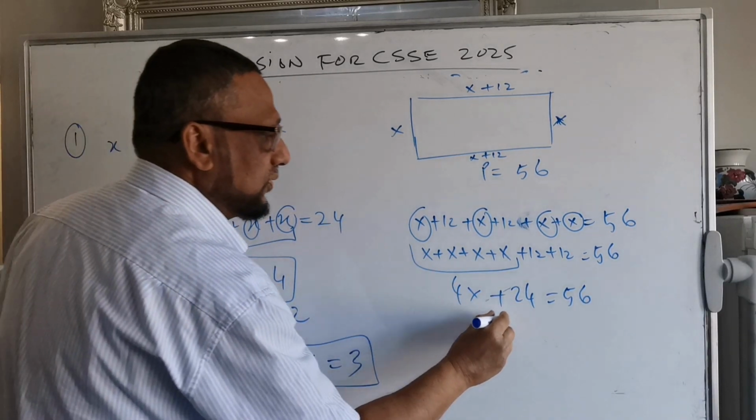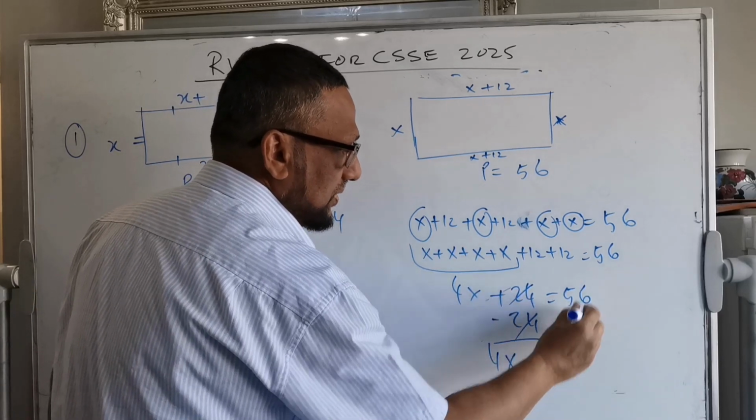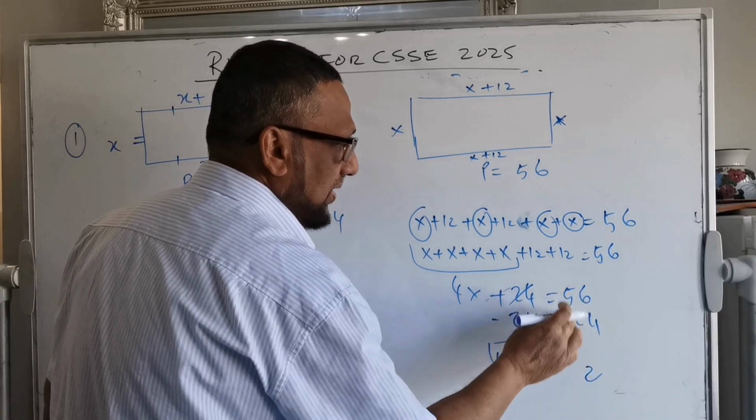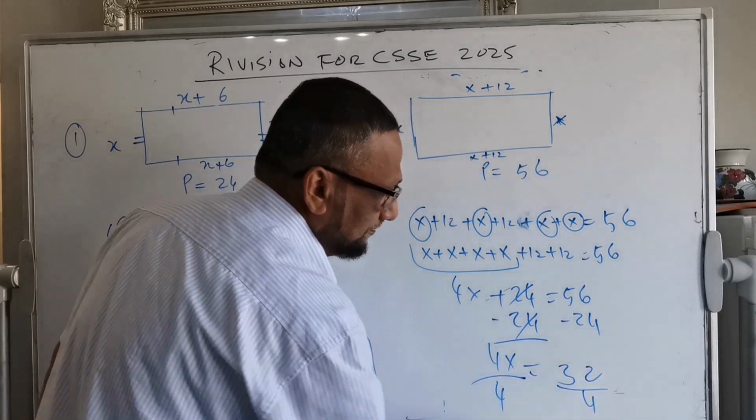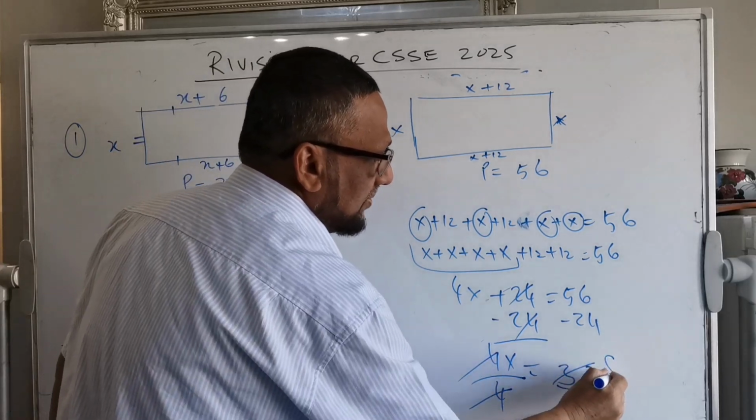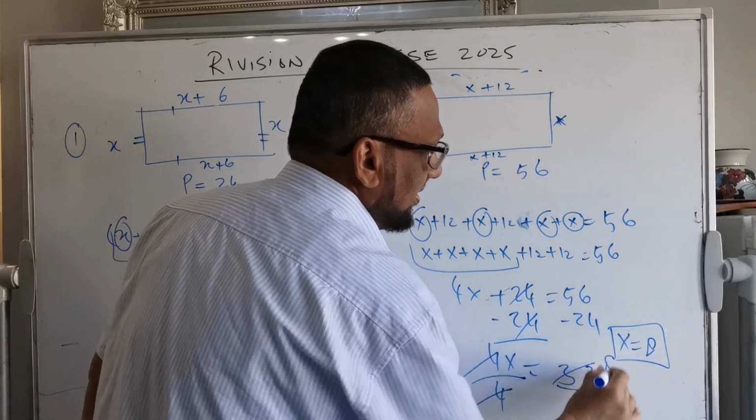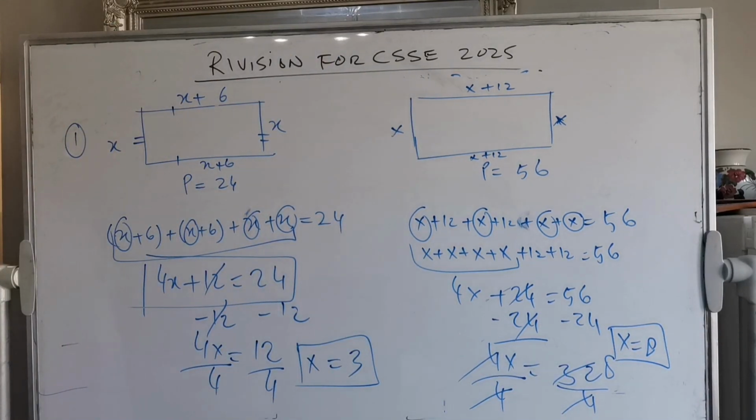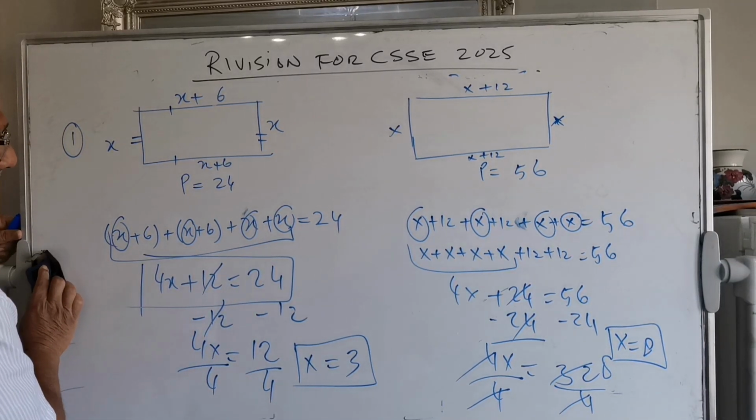And we need to cancel this 24 by subtracting from both sides. Look at this one. 4x equal to 56 take away 24, which is 32. Divide by 4 on both sides. 4 cancels with this 4, and 4 times 8 is 32. So x equals 8. So this is how you can apply the concept of equation. The perimeter is given, find the value of x. Now I'm going to solve a couple more questions.